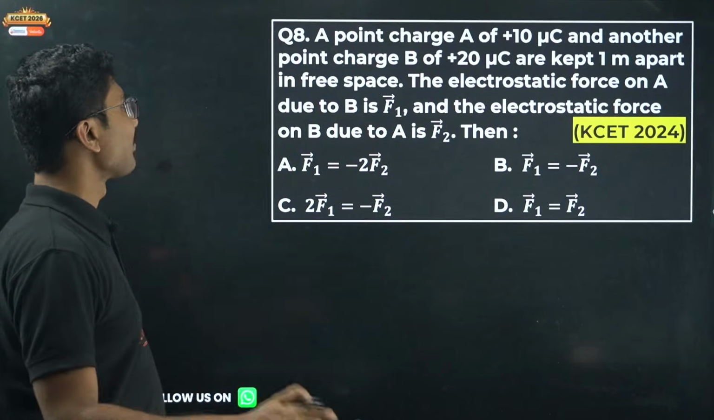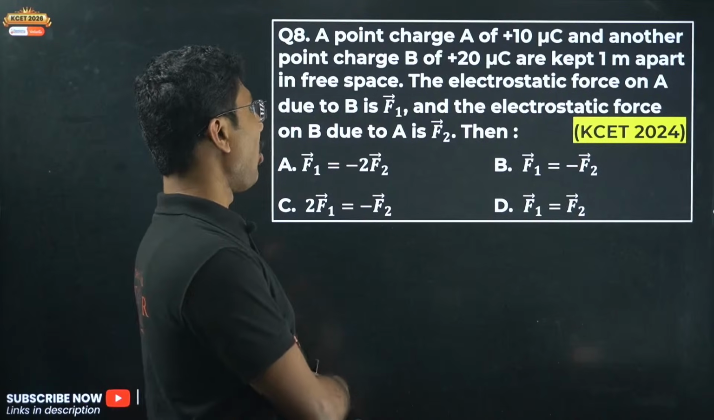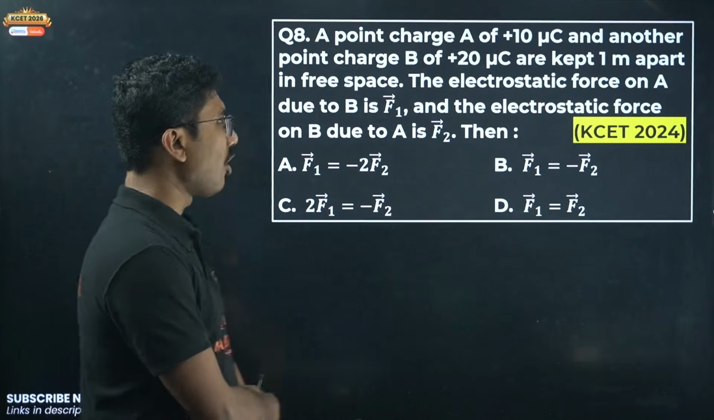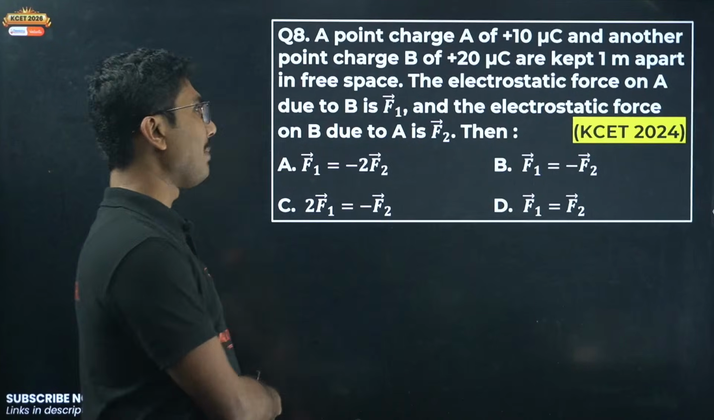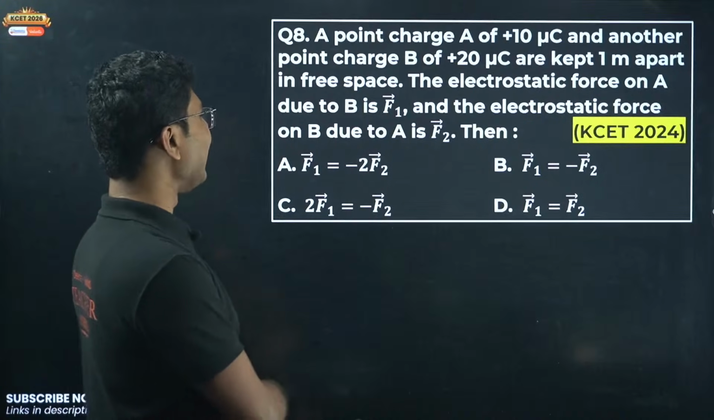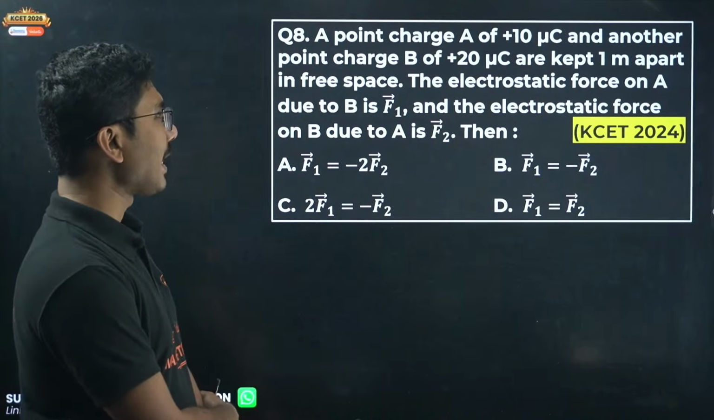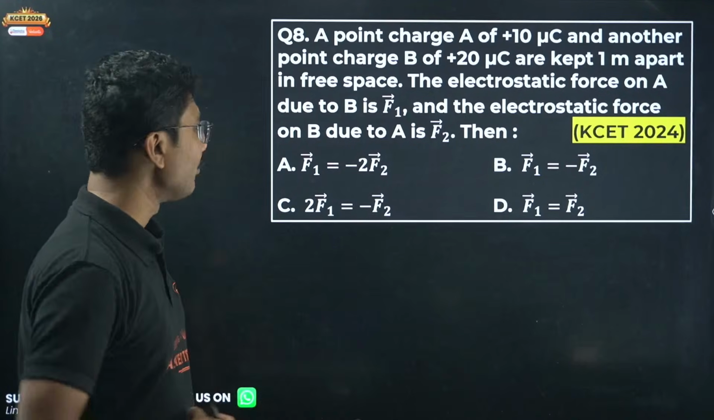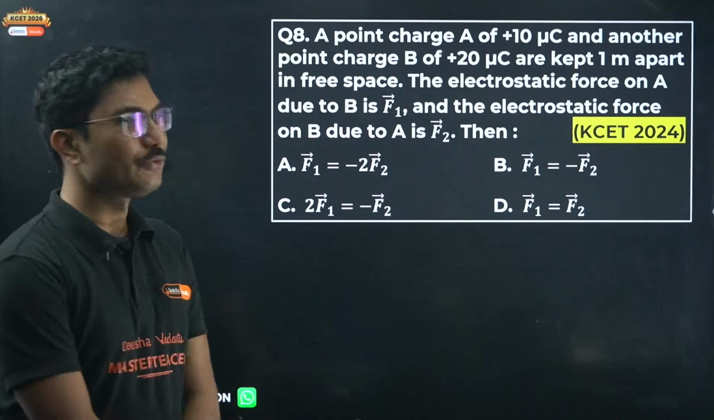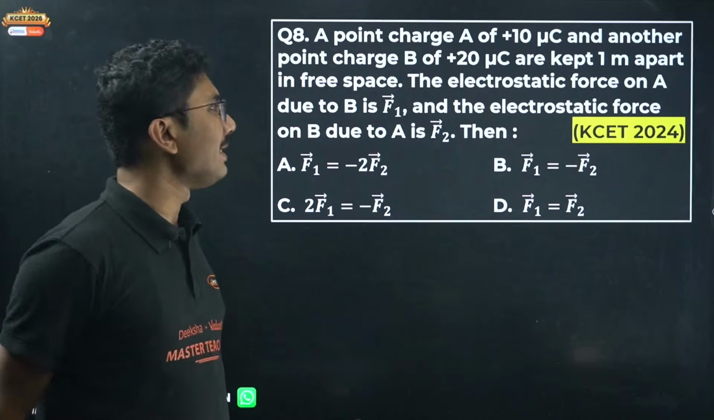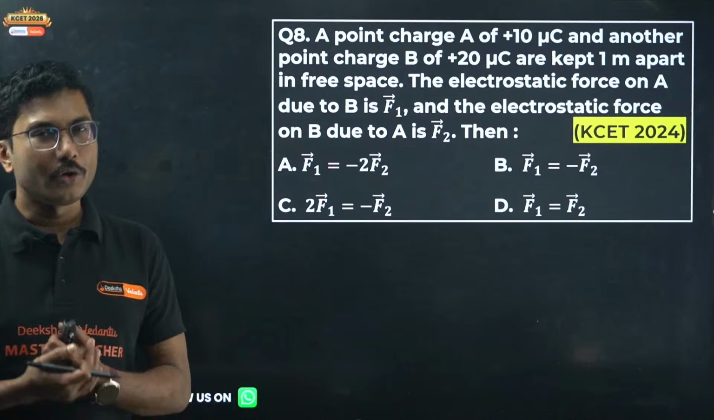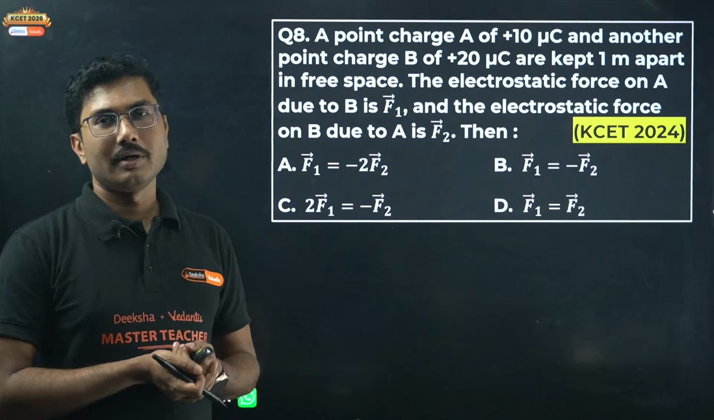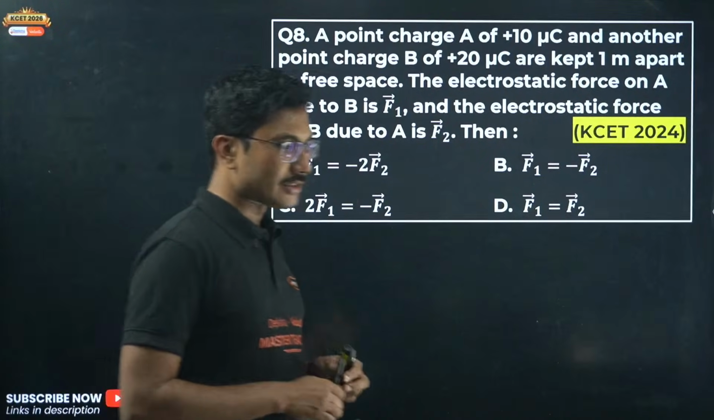Okay, don't worry. A point charge A of plus 10 microcoulomb and another point charge B of plus 20 microcoulomb are kept 1 meter apart in free space. The electrostatic force on A due to B is F1 and the electrostatic force on B due to A is F2. Then, easy question, very easy question. You don't need to do any mathematics, very simple, and obviously one concept involved. I will tell you once you answer this question.